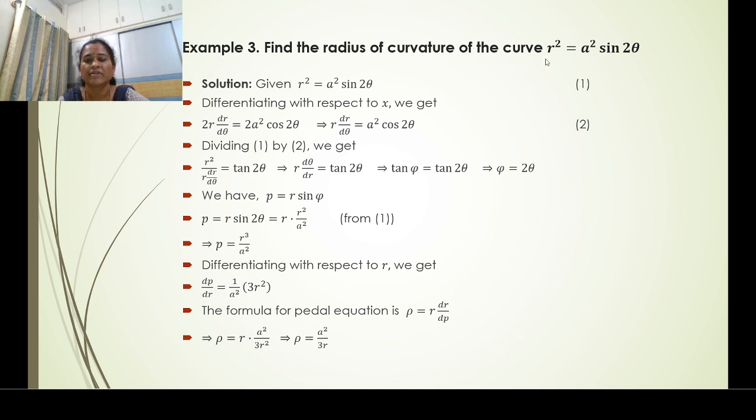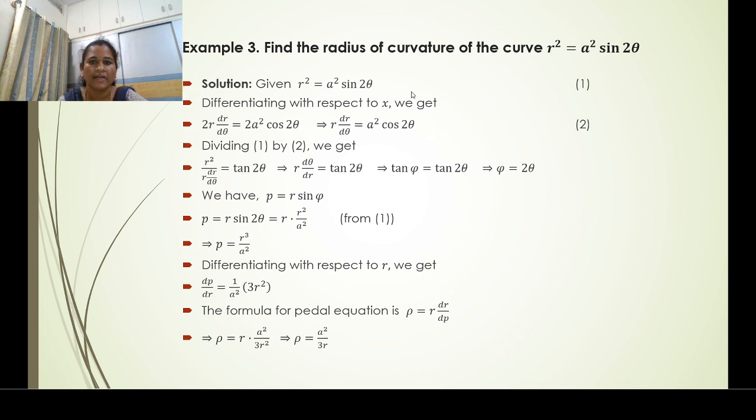Find the radius of curvature of the curve r square is equal to a square sin 2 theta. So here also we find the radius of curvature rho. For that, the given equation is r square is equal to a square sin 2 theta. Differentiating with respect to theta, r square differentiation is 2r dr by d theta, which is equal to, r is a function of theta, 2a square, a square is constant, sin 2 theta gives 2 cos 2 theta. Then r dr by d theta is equal to, cancel 2 on both sides, a square cos 2 theta.